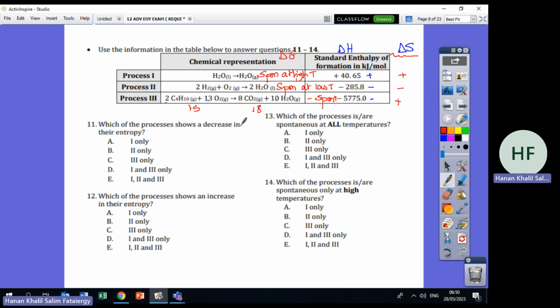Which of the following shows a decrease in entropy? Decrease in entropy يعني delta S is negative, so the answer is process 2. Which processes show increase in entropy? This means delta S is positive, so this is process 1 and 3. Which process is spontaneous at all temperatures? يعني دائما, this is process 3. Which one is spontaneous only at high temperature? So this is process 1.